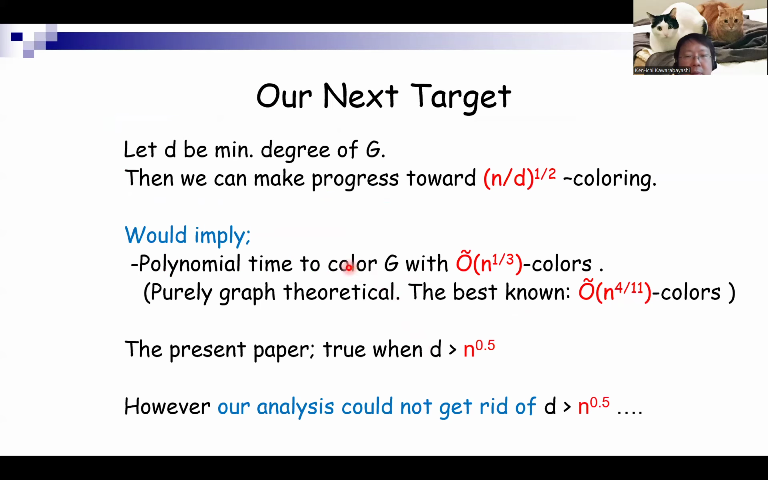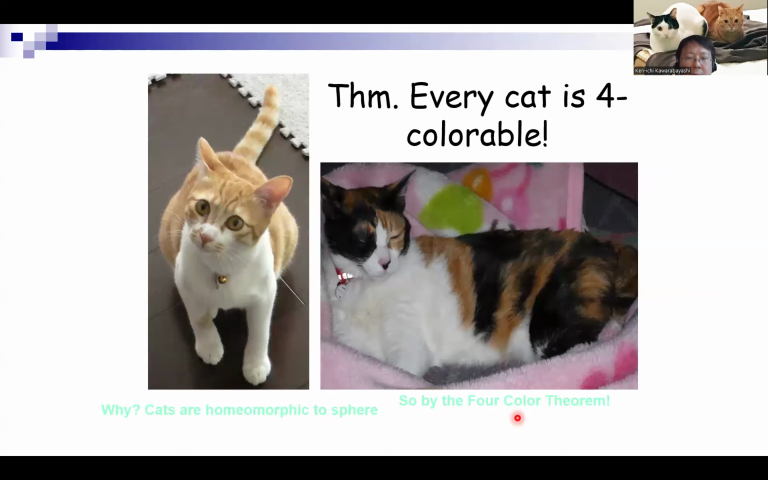Sorry, we have some. Our next target will be this one, n over d to the half. This will imply the purely graph theoretical result of n over d to 1/3, which beats our previous n over d to 4/11. The present paper actually requires this one, but with a degree bound, and we couldn't get rid of it from our analysis. All right, thank you very much.